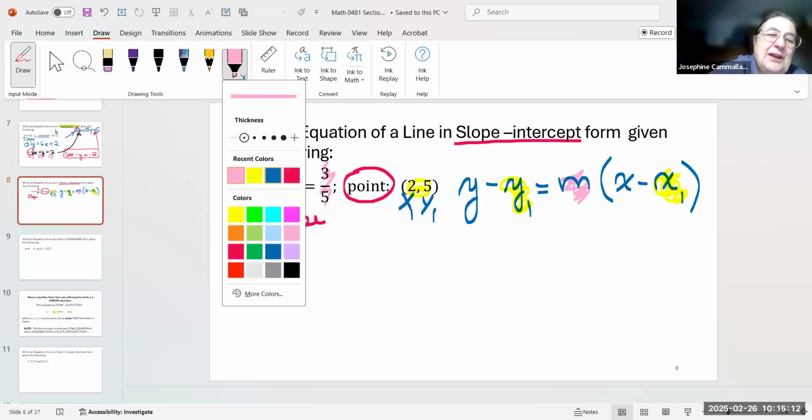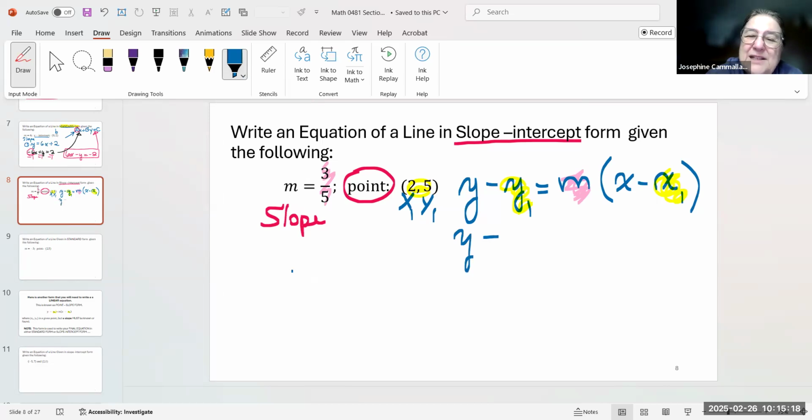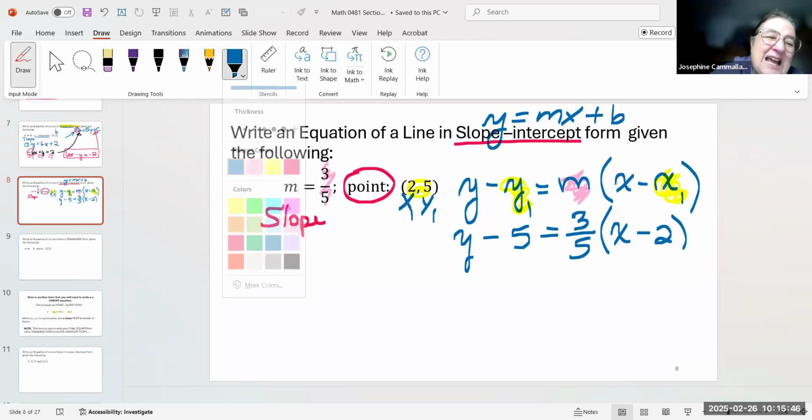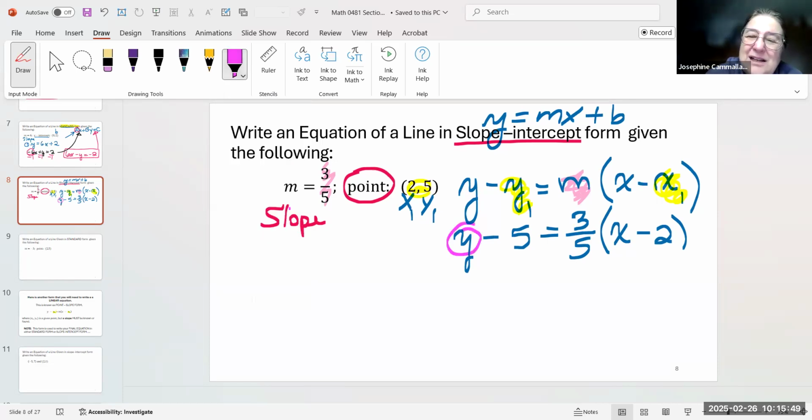Okay. Well, let's fill it in. Y minus 5 is equal to 3/5 x minus 2. Well, remember, slope-intercept is y equals mx plus b. Well, I have the y, and if I distribute, I have the mx.